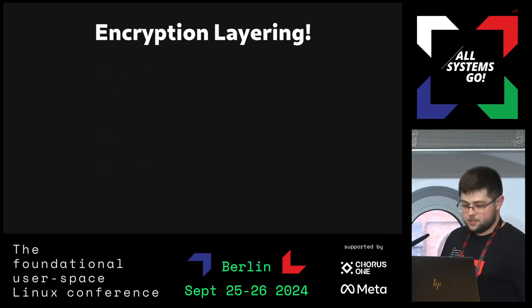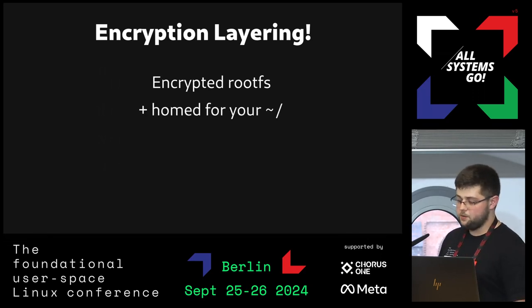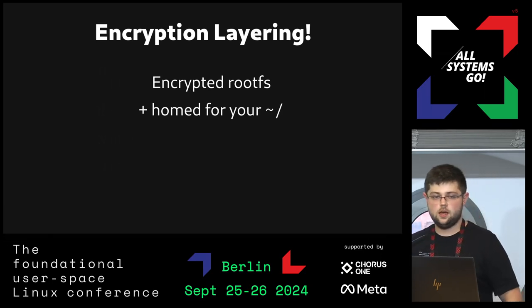So what can we do with this? Well, we can have an encrypted root file system, and then on top of that, we can put homed to encrypt your individual home folders, and then when you trigger a secure lock, those keys get revoked, and that's it. Your home folder is no longer readable.